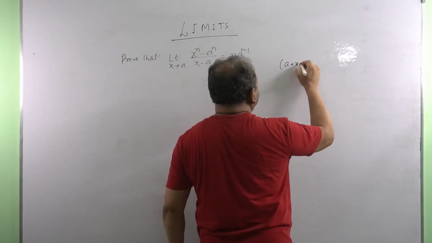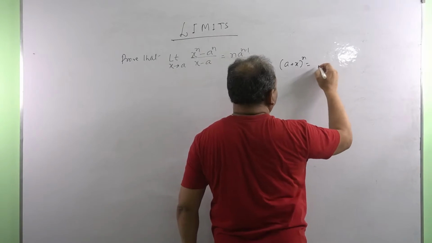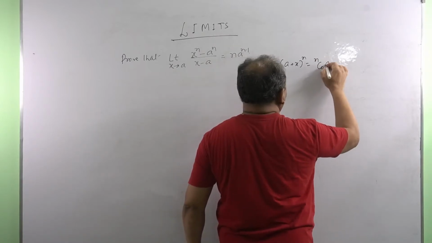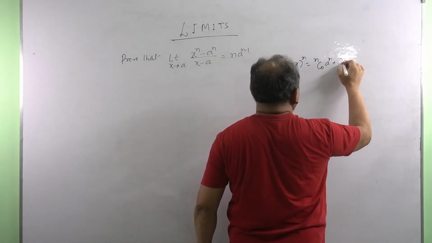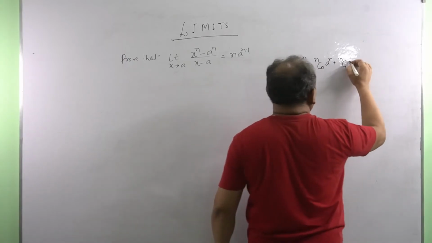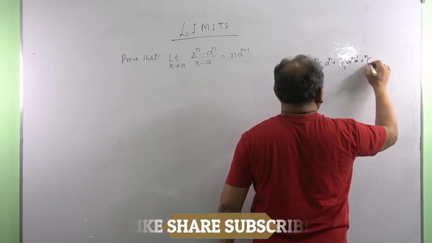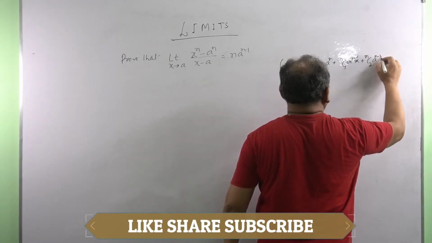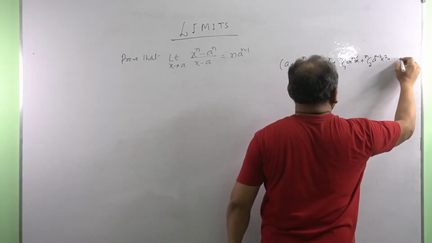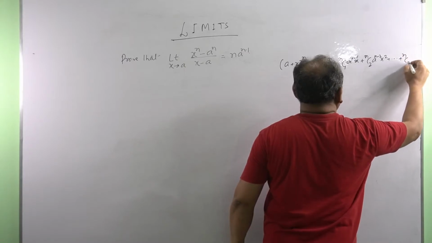(a plus x) to the power n is equal to nC0 a to the power n plus nC1 a to the power n minus 1 into x plus nC2 a to the power n minus 2 x square plus dot dot plus nCn x to the power n.